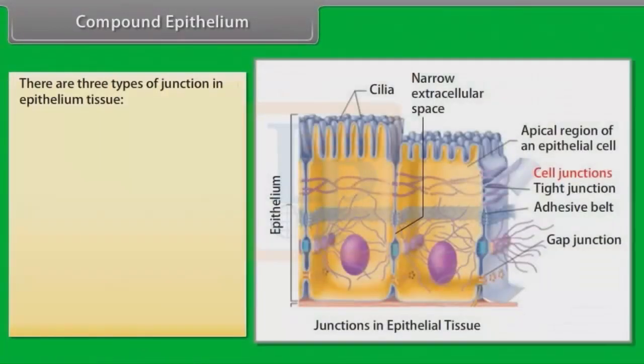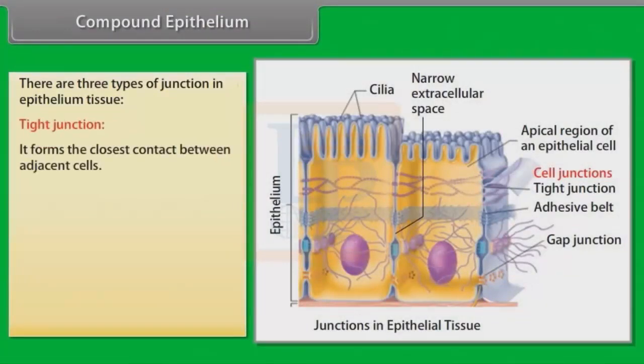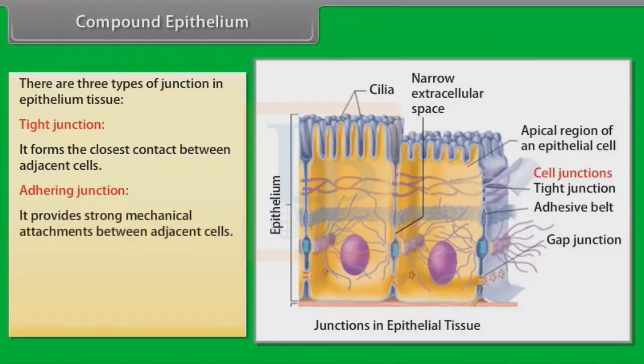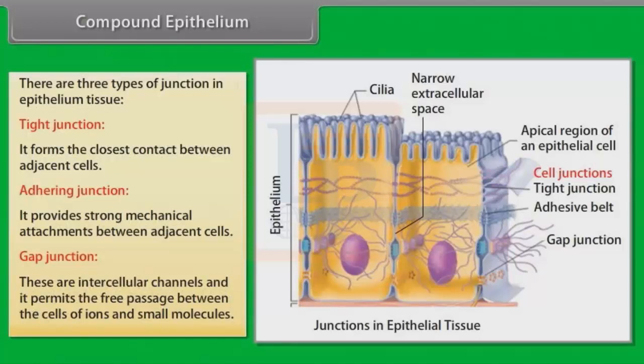There are three types of junction in epithelium tissue. Tight junction. It forms the closest contact between adjacent cells. Adhering junction. It provides strong mechanical attachments between adjacent cells. Gap junction. These are intercellular channels and it permits the free passage between the cells of ions and small molecules.